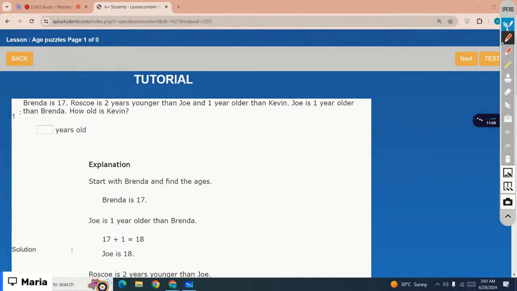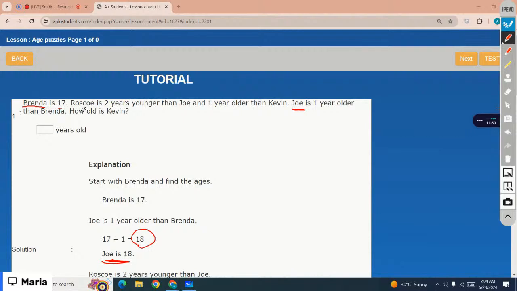So let's start with the first one. Brenda is 17, right? Roscoe is 2 years younger than Joe and 1 year older than Kevin, right? And Joe is 1 year older than Brenda. First of all, you can find the age of Joe, right? Because Joe is 1 year older than Brenda. So 1 year older means you need to add one to Brenda's age. So 17 plus 1 equals 18 is Joe's age, right?